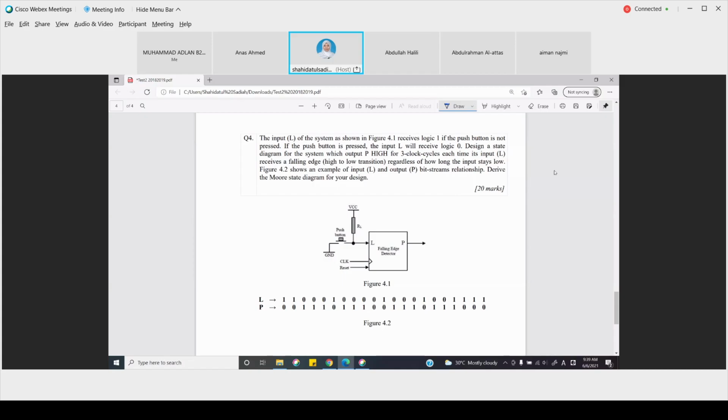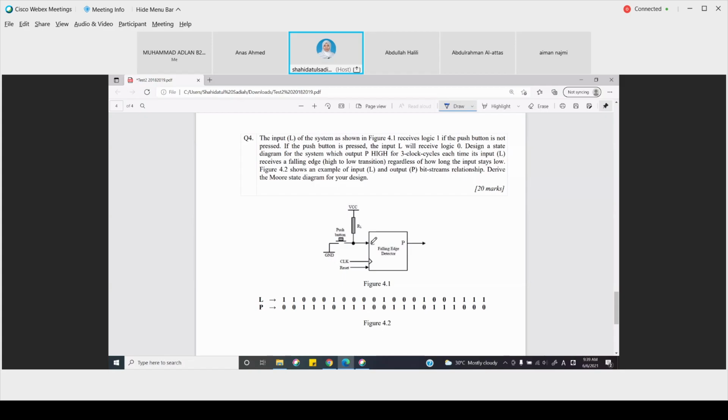The input L of the system. So we have this system here. Input L is here. Input L of the system receives logic 1 if the push button is not pressed. Of course, because we have a pull-up resistor here, where when there's no connection here, it is connected to the VCC through the pull-up resistor.